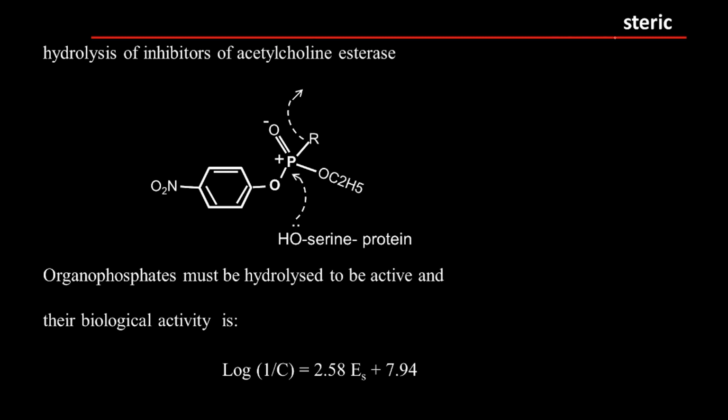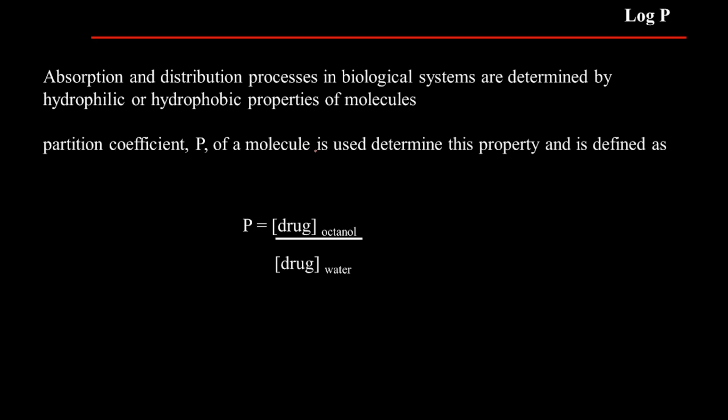If you look at acetylcholine esterase, there are inhibitors for acetylcholine esterase. So hydrolysis of this acetylcholine takes place here. It attacks here. So organophosphates must be hydrolyzed to be active, and their biological activity depends upon the size of this group, the size of the leaving group here. So the activity is directly proportional to the size of the leaving group, or it's also called a Taft parameter.